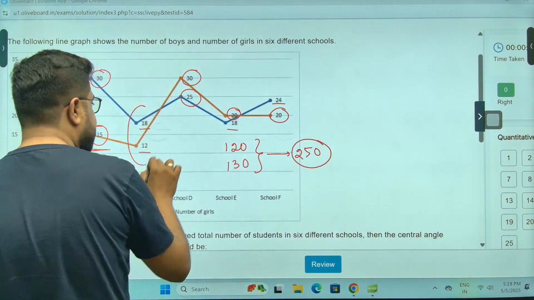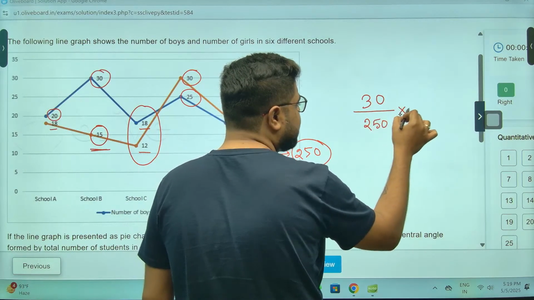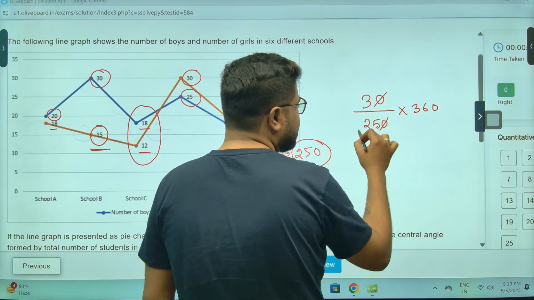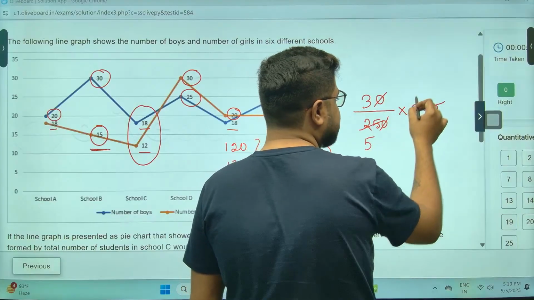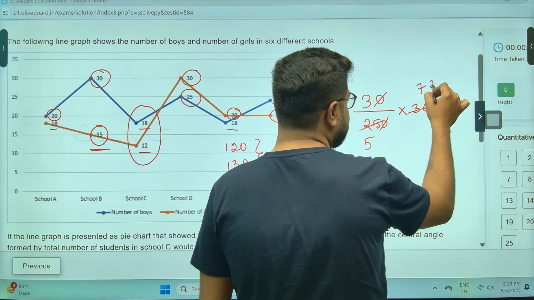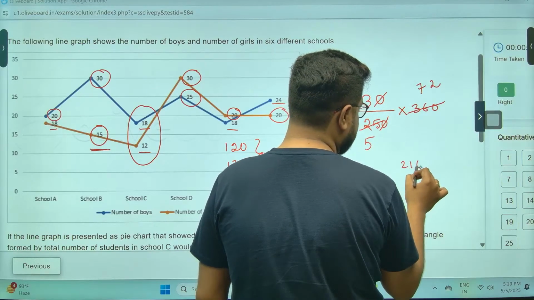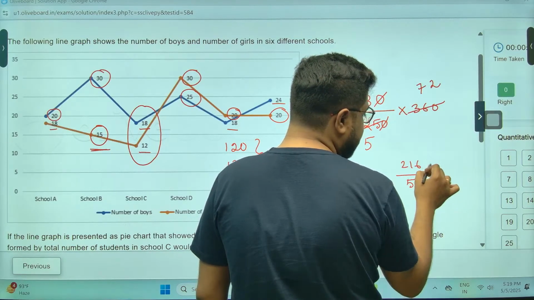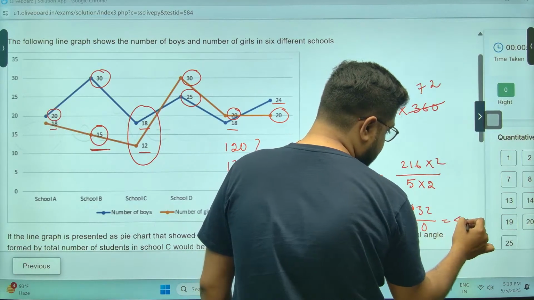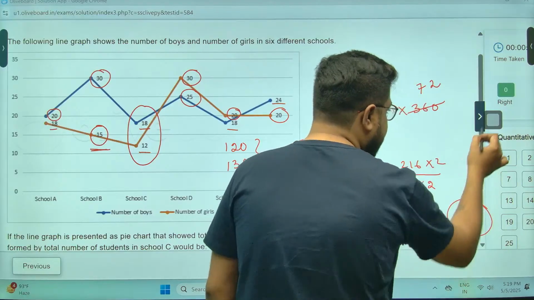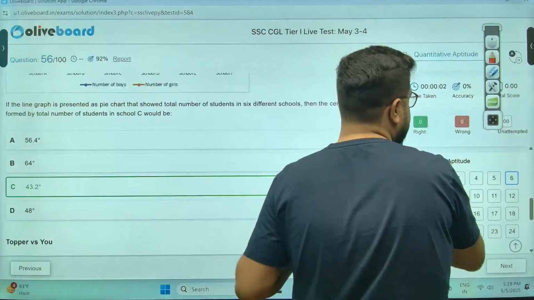So total C is 30. Yes, now it's correct, sir, 30 out of 250. Now I need the angle, so straight away multiply with this. 25 won't divide directly, sir, but again let's do it, 5 5s are this and 5 72s are this. So 216 by 5. How to divide by 5? Do this, 432 by 10, sir. 43.2 degrees. That will be the answer. 43.2, option C, sir.